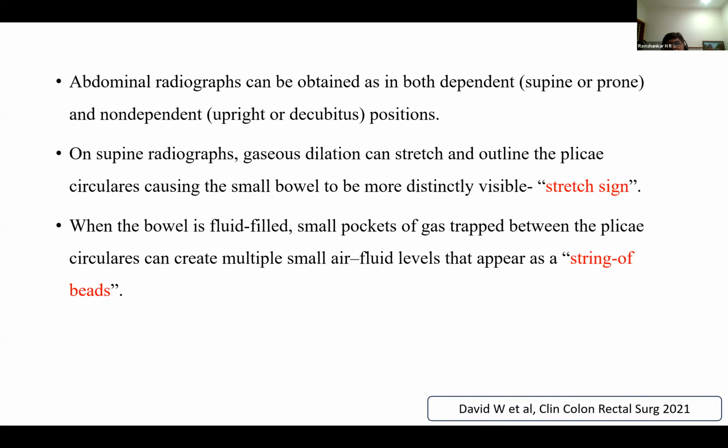Next. Abdominal radiographs can be obtained in both dependent, that is supine or prone position, or non-dependent, upright or decubitus position. In supine positions, due to gaseous distension, there will be stretching of the plicae, which can be seen visibly as the stretch sign. And when the bowel is fluid filled, small pockets of gas will be trapped between the plica circularis and create multiple air fluid levels, which appear as a string of beads.